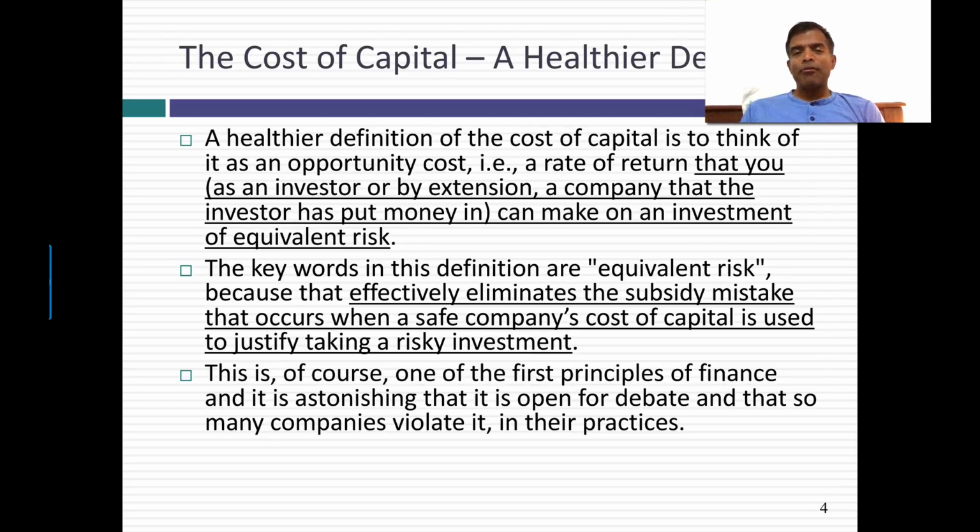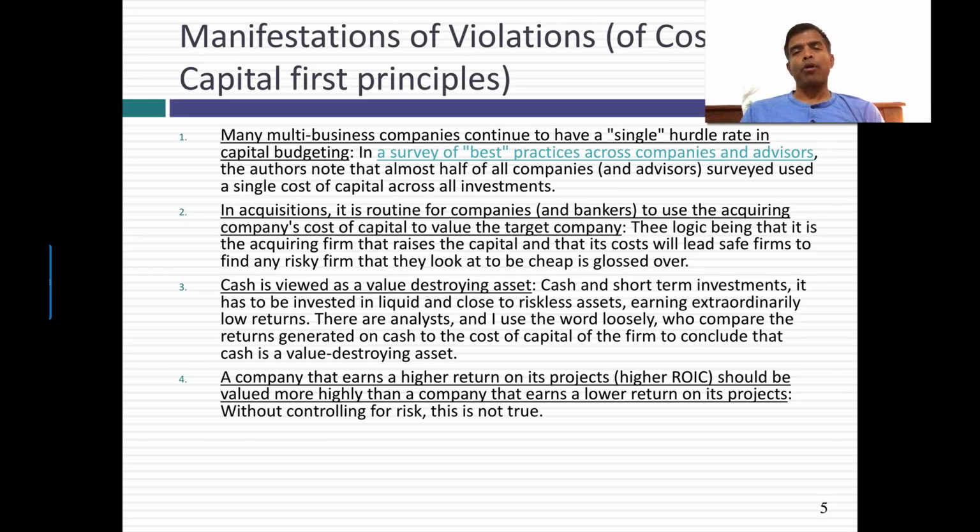This seems to me a very fundamental, a very logical way to think about cost of capital, because it eliminates the subsidy mistakes that are embedded when you think of the cost of capital as a cost of raising financing. Subsidy mistakes how? You think if you can raise money at a low rate, you can go out and take projects that make more than that rate. Well, if those projects are risky, you're subsidizing the projects. In fact, I would argue that there are manifestations out there of these subsidies, of people misunderstanding what the cost of capital is supposed to measure, and here are four.